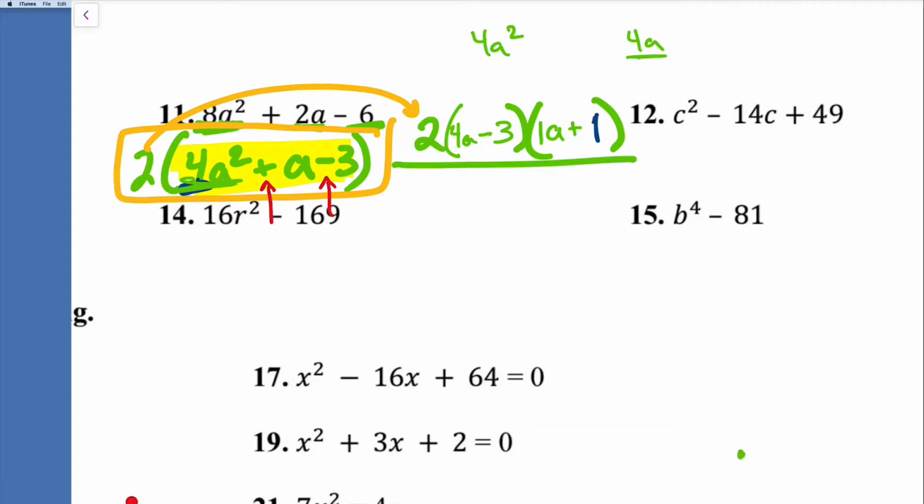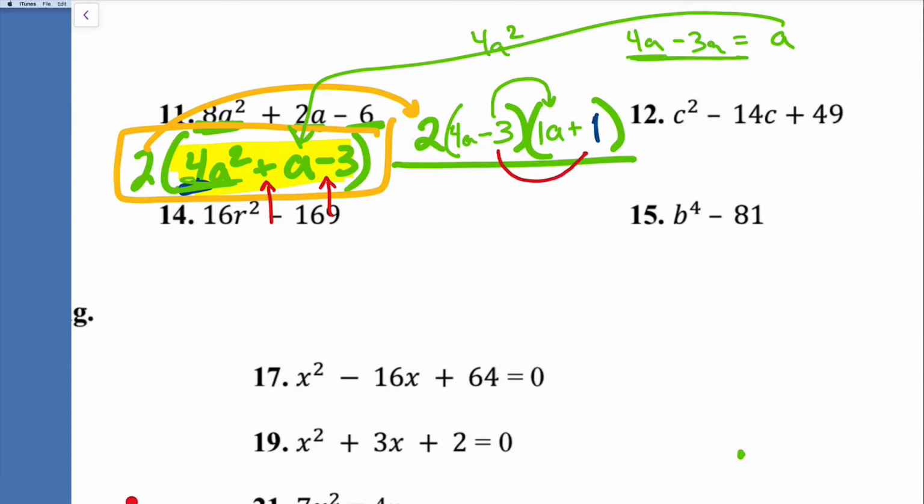The reason I'm changing that is because I'm noticing that if I multiply negative 3 times 1a, that's going to be negative 3a. And when I add these two together, I'm going to end up with a positive a, which corresponds with my positive a right here. And when I multiply negative 3 times 1, I end up with a negative 3. So when I multiply my outermost, I end up with this outermost, but when I add them together, I end up with a positive a.